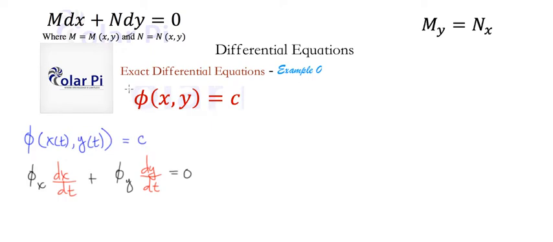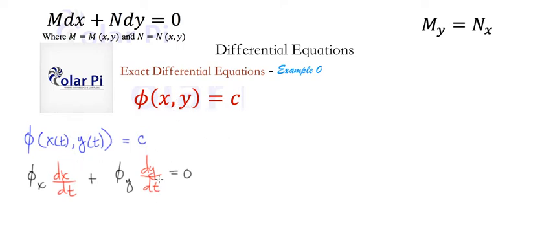But in our solution phi here, phi doesn't involve t. Phi is simply a function of x and y, so phi is a function of two variables. Also, y is in turn a function of x. So y is a function of x, and phi is only a function of x and y. It doesn't involve a t.